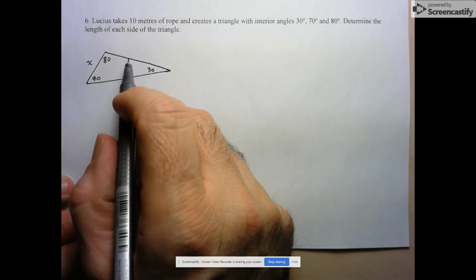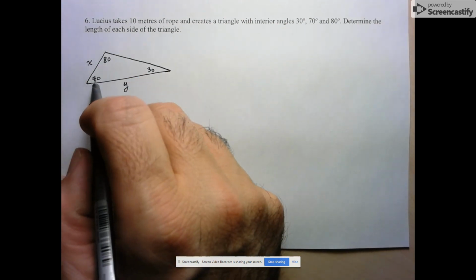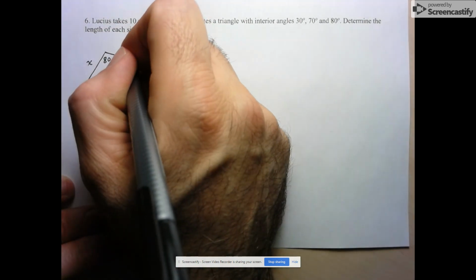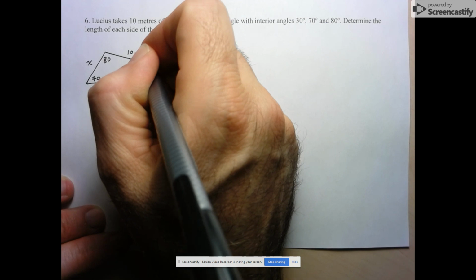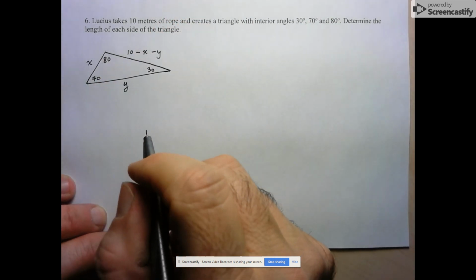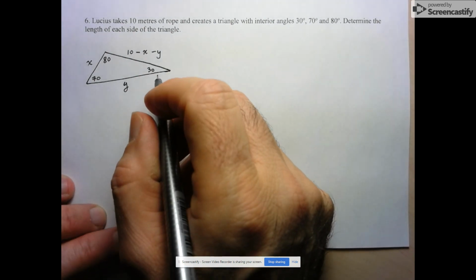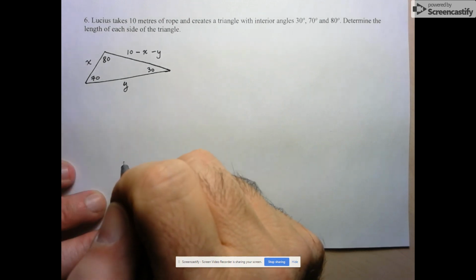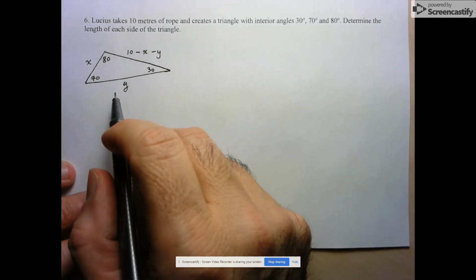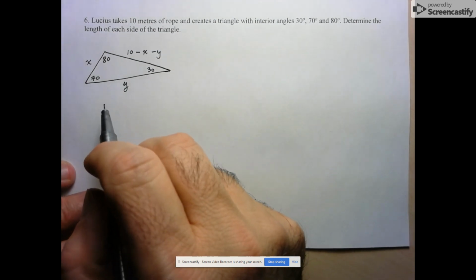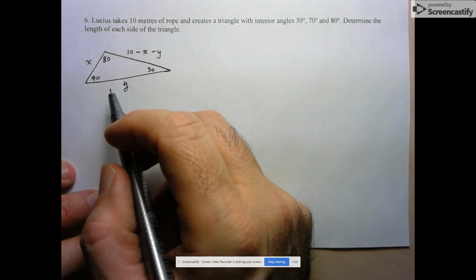Now I could call this side Z, but I actually don't need to, because if the total is 10 meters, then this remaining side must be 10 minus the lengths of the other two sides. So I've at least minimized the number of variables I have to work with. But there's no way to work with this question without at least these two variables. And at this point in the course, when we see a problem that involves two variables, we should know that we're going to be solving a system of equations at some point.